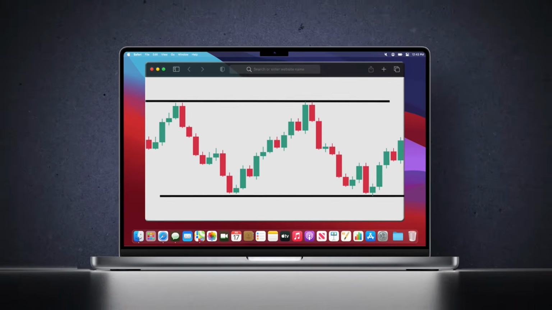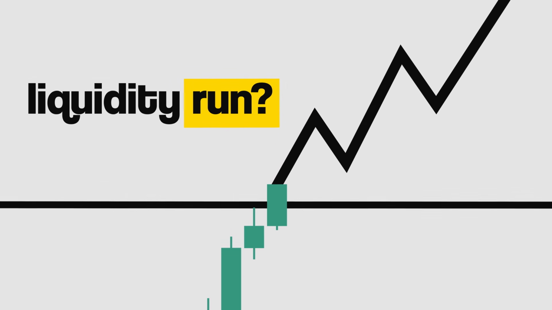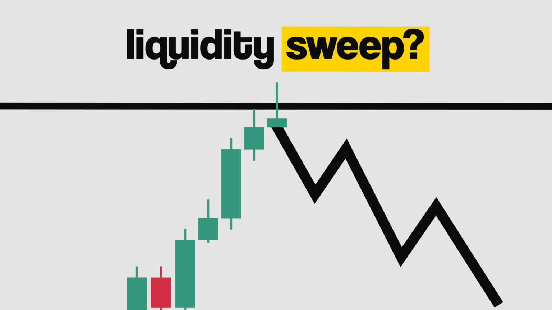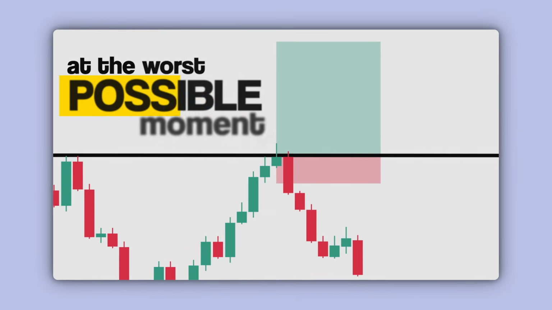Every trader can mark levels, but almost nobody can answer the real question. When price reaches liquidity, is it a liquidity run that confirms continuation or a liquidity sweep that signals a reversal? If you can't tell the difference, you'll keep entering at the worst possible moment.